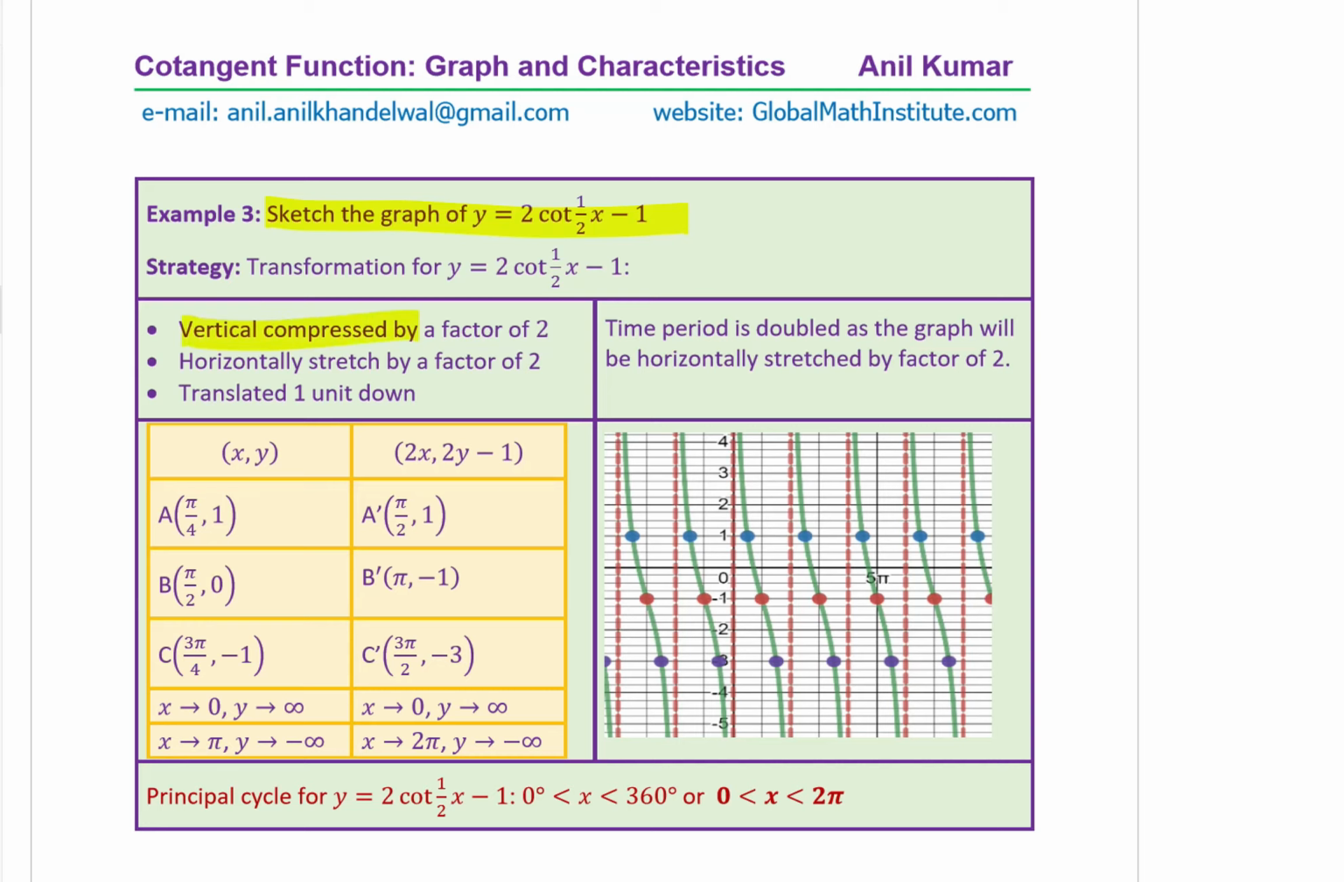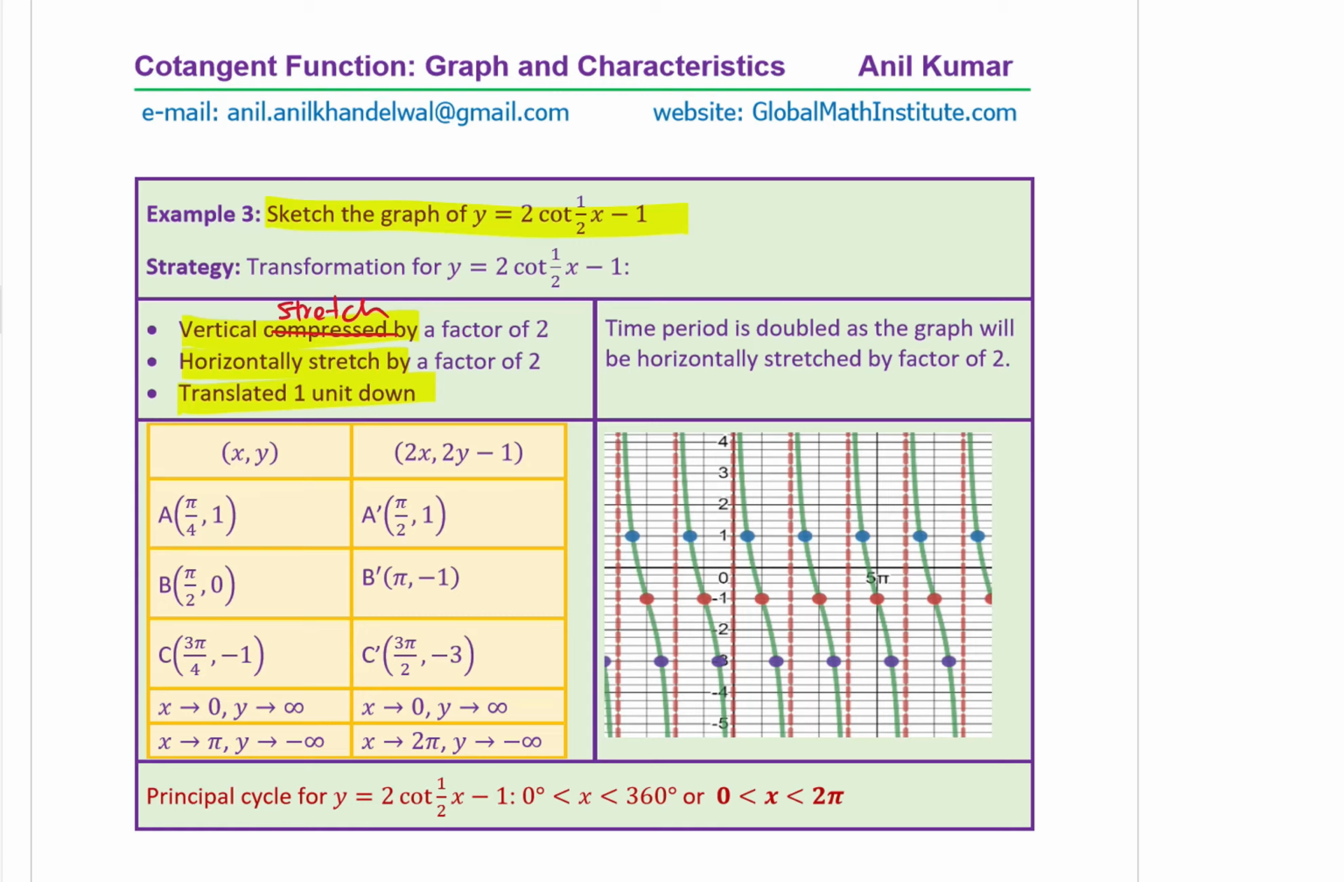Vertical compression, it should be vertical stretch by a factor of 2. So let me correct this. Vertical stretch by a factor of 2. Horizontal stretch by a factor of 2, right? So both are stretches in this case. And there is a translation of 1 unit down.